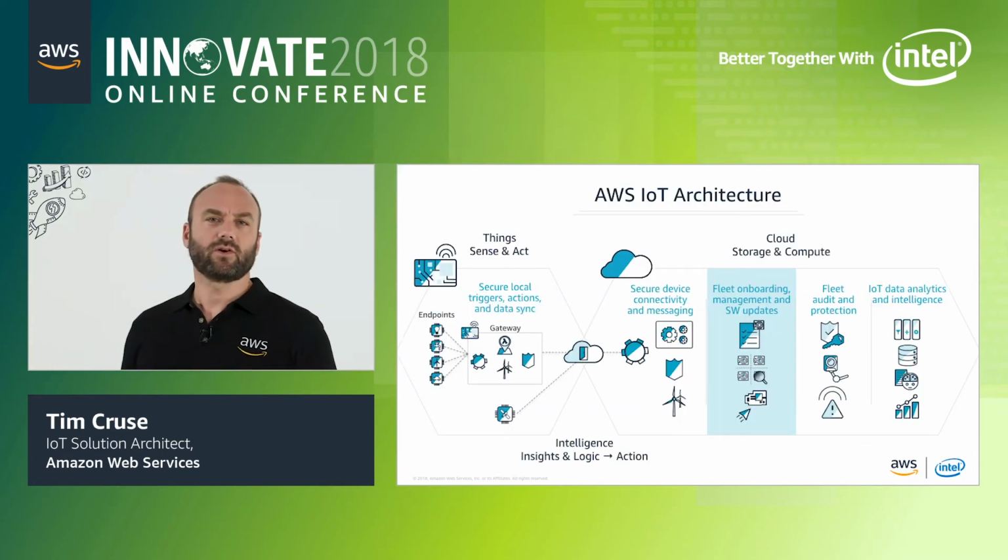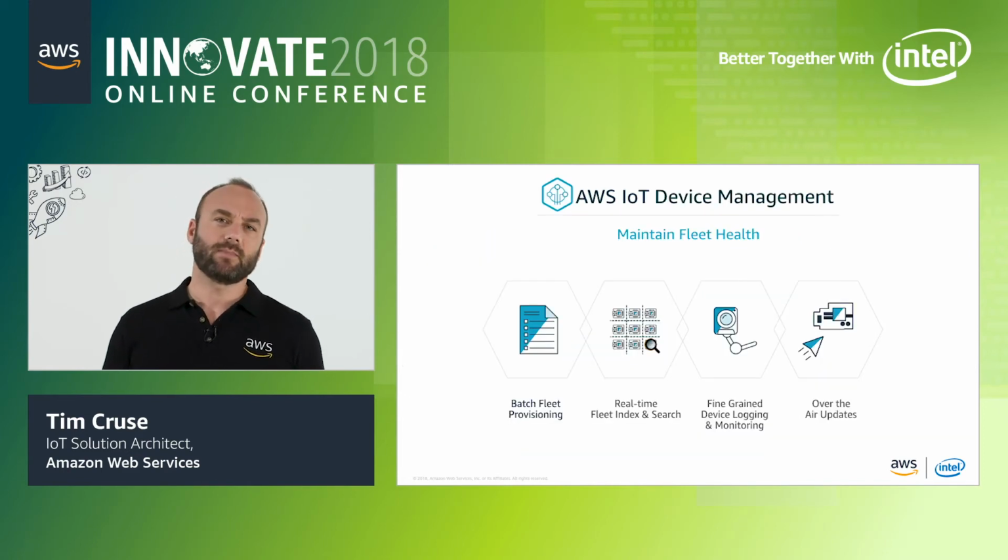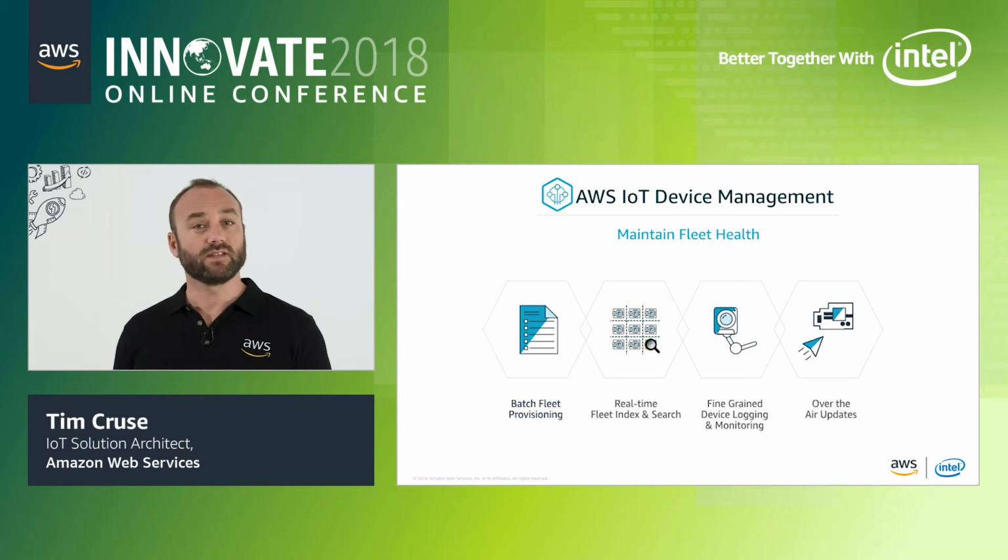Now that we've produced our devices, and especially at scale, we need to manage those devices. And for this, we've created AWS IoT Device Management service, which helps customers manage their fleet of devices more efficiently. AWS IoT Device Management allows you to provision your devices onto the platform, query and search your devices, monitor them, and update them at fleet scale.